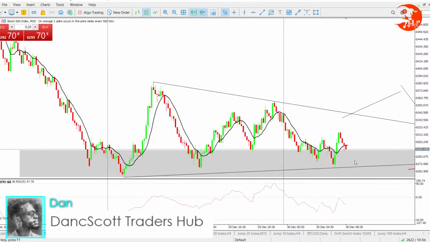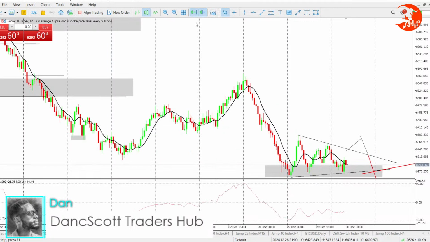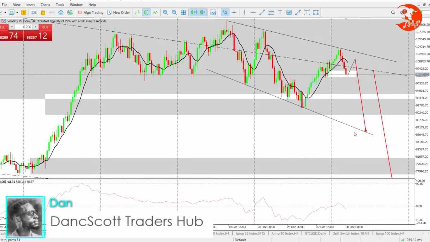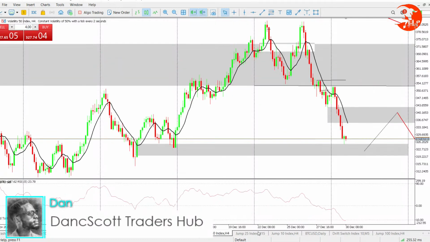Boom 500, it is within the range. You can take advantage of it, buying it to there or selling it, but it is within the range, just like we saw there. V25, we are waiting for this, then we make our buy entry. So until it does this, I'm not entering the buys at all. V75, there's got to be something of sorts then come in. Until it gives me something like that, I won't enter the sells, but general trend is a sell.